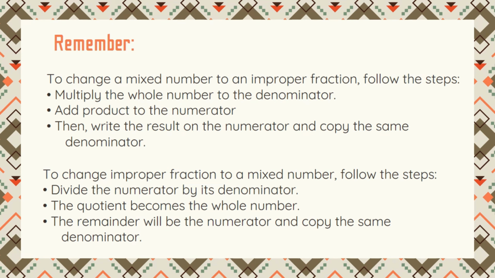To change improper fraction to a mixed number, follow the steps. Divide the numerator by its denominator. The quotient becomes the whole number. The remainder will be the numerator and copy the same denominator.